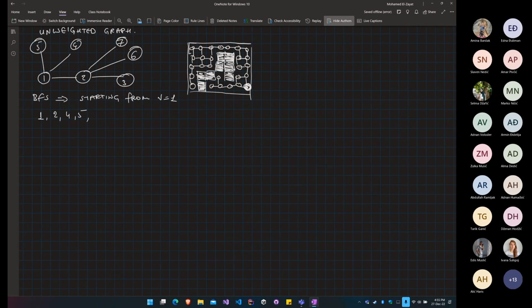Then you say, okay, I'm going to pick up 5. Is 5 fully explored? Yes. Is 4 fully explored? Yes. Is 2 fully explored? No. Then we visit all of its children. So we say 3, 6, and 7. Now 2 is actually fully explored. You are done. This is BFS.